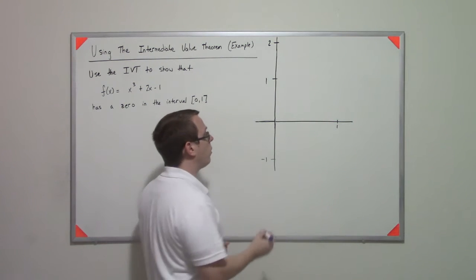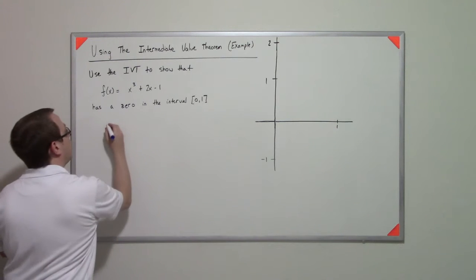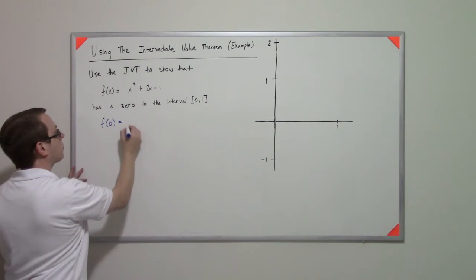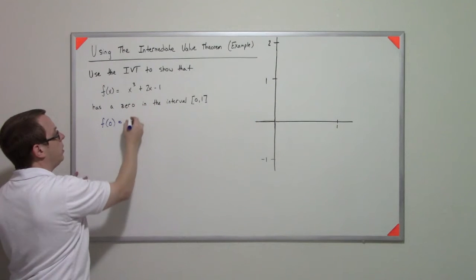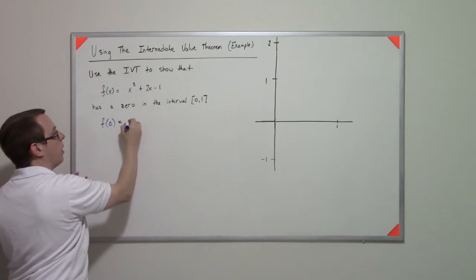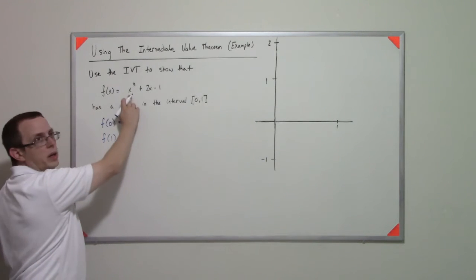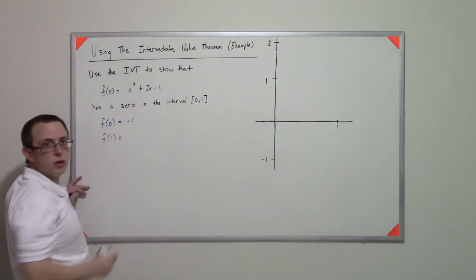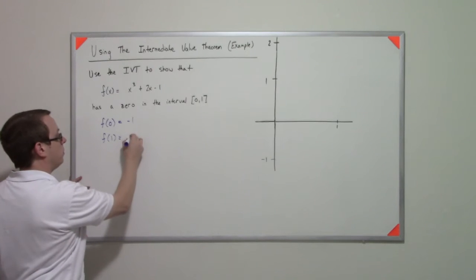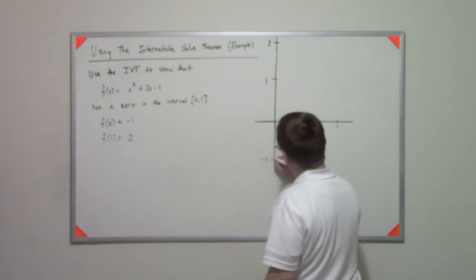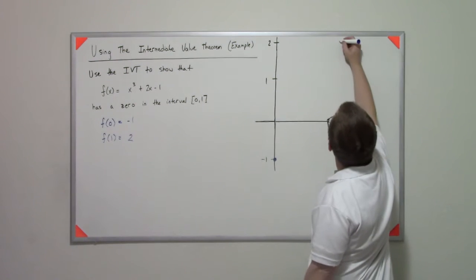So what I would like to do first is find f of 0. Well, f of 0 in this case is 0 plus 0 minus 1. And then f of 1 is 1 plus 2 minus 1. So that's 2. So what I have is some point here and some point here.